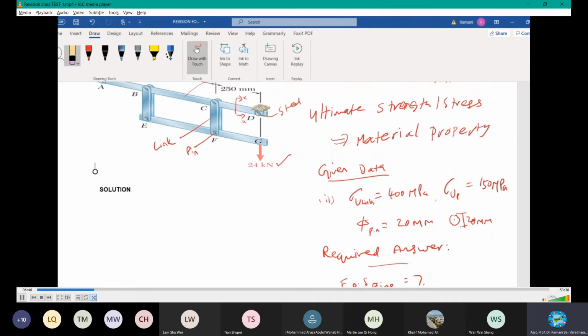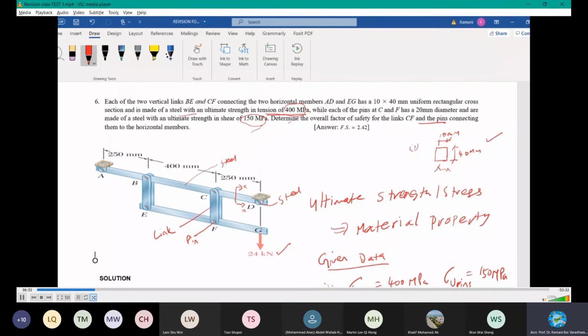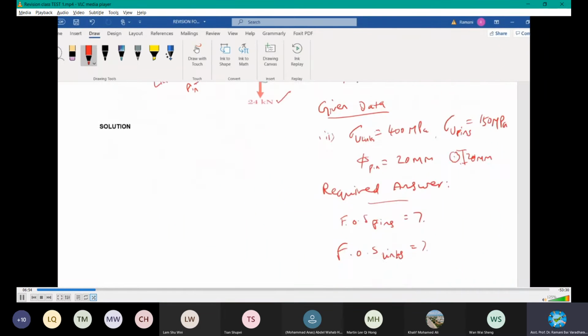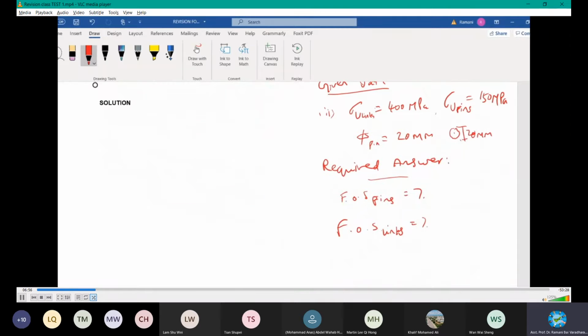Should be clearly written. How do you define factor of safety? We go from the question. Determine the factor of safety. What is the factor of safety formula?